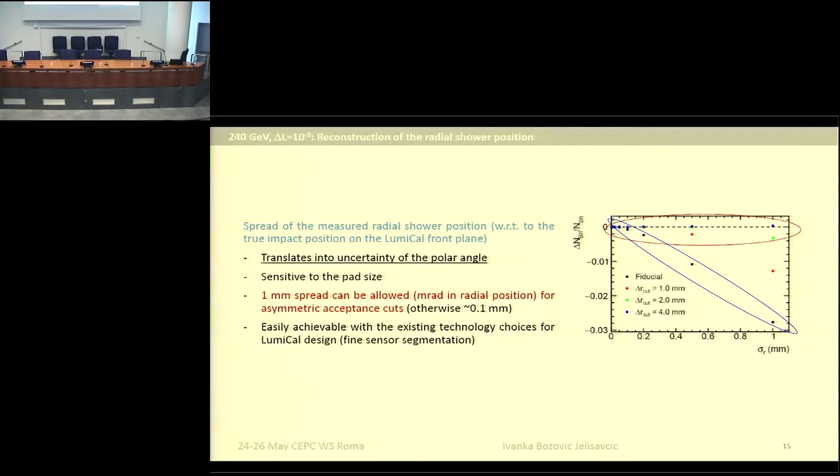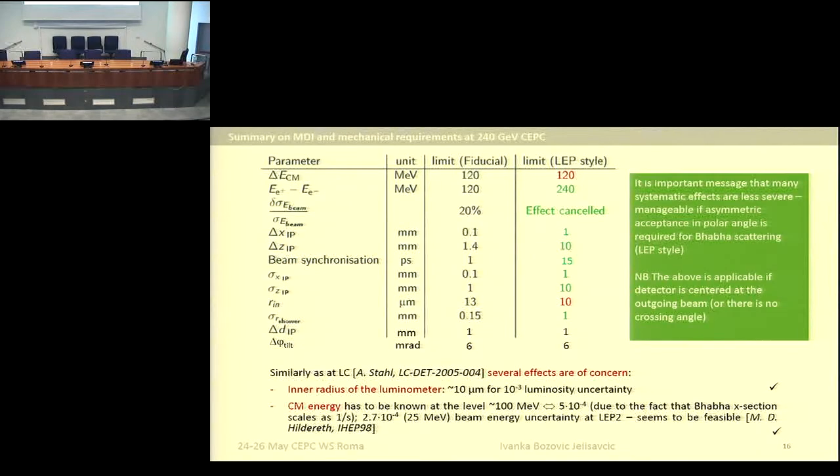Also, we looked into the spread of the measured radial shower position, which, again, is giving you an uncertainty in the polar angle. You are quite relaxed with the lab-style cut, so up to 1 millimeter radial spread can be tolerated. In addition, you can also control 0.1 millimeters, because sandwich-type calorimeters mean fine sensor segmentation. This should not be an issue.